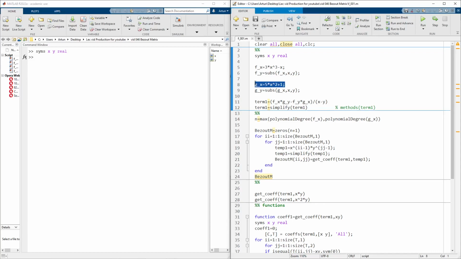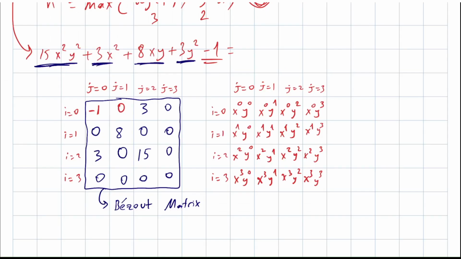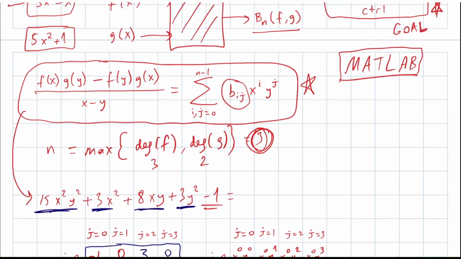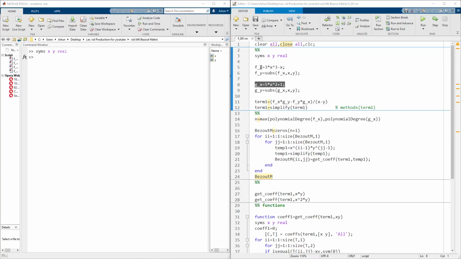Let's go back to the tablet and remember what the formula was. This is our formula. We have f of x and g of x. What we need to construct is first g of y, and then f of y. So let's construct them. We have f of x and g of x, and then we need to construct f of y and g of y.